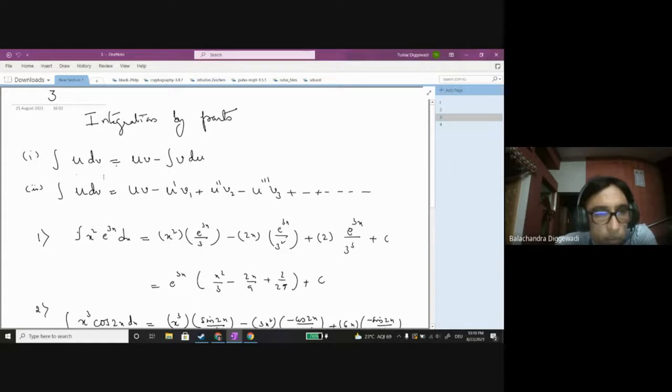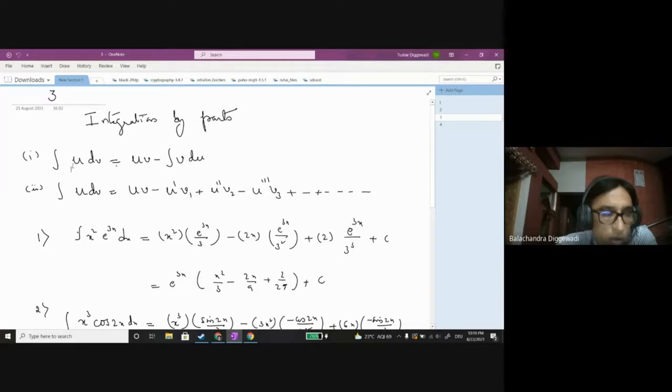The question is when I should use this one and when I should use that one. Inside the integration, if there is an inverse trigonometric function or a logarithm function present, then we compulsorily use the first formula. But there are some examples: algebraic into exponential, algebraic into trigonometric function, where I use only two trigonometric functions, sine and cosine. When these two terms are there, we don't go by the first method.